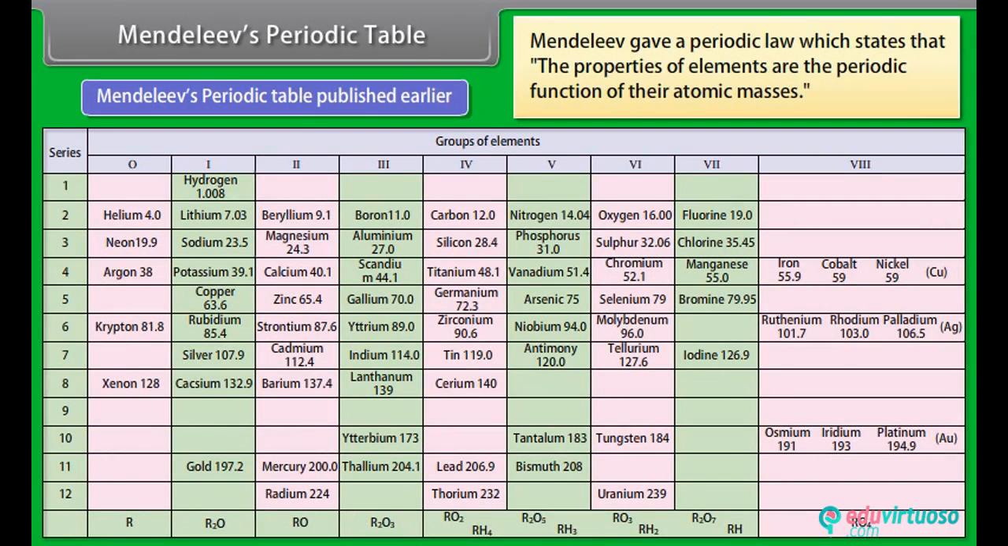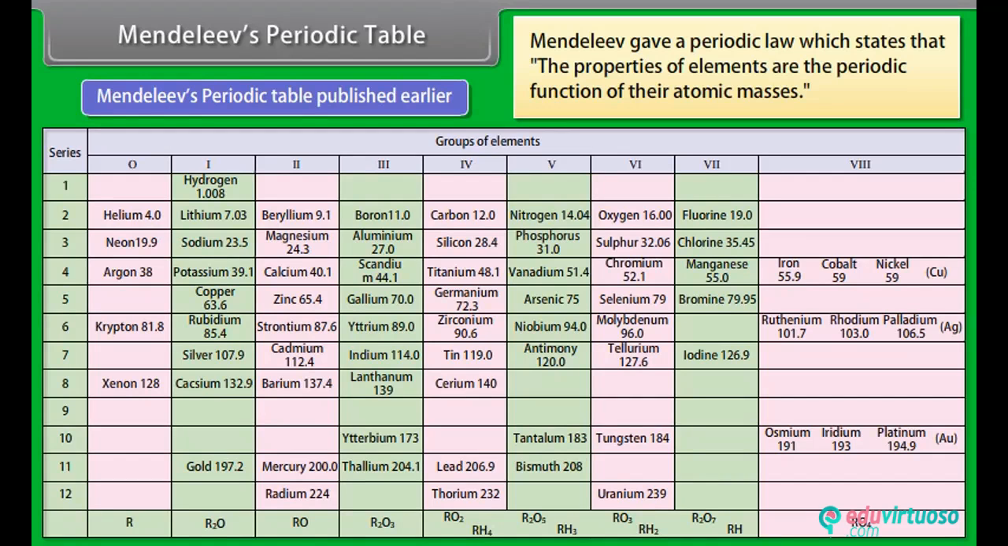Mendeleev's periodic table. Mendeleev gave a periodic law which states that the properties of elements are the periodic function of their atomic masses. Uses of Mendeleev's periodic table. Number 1. In the periodic table, elements are classified into groups with similar properties, thus facilitating the study of the properties of elements. Number 2. Mendeleev left certain vacant places in his table, which provided a clue for the discovery of new elements. Some of the properties could be predicted with fair accuracy.